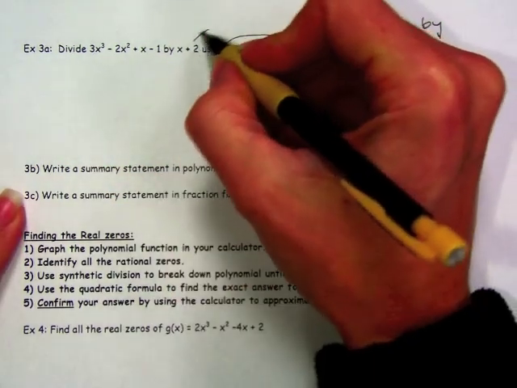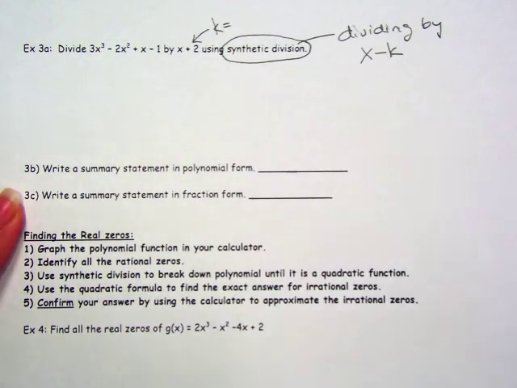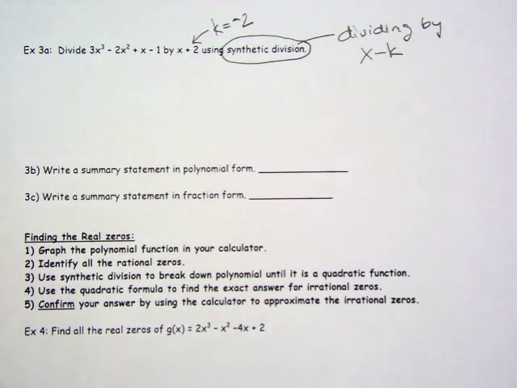What is k? Hopefully you recognize that k is negative 2. That will give you x minus a negative 2, which gives you your plus 2. Synthetic division is much shorter and nice, but it's a little weird, so we have to get used to the setup.